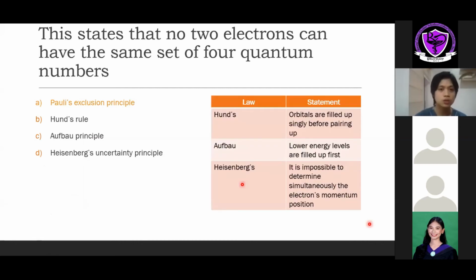Hund's rule. Review na lang. Orbitals are filled up singly before pairing up. Okay. Aufbau. Lower energy levels are filled up first. Principal 1 before principal 2. Heisenberg's, di mo malalaman nasan yung electron.